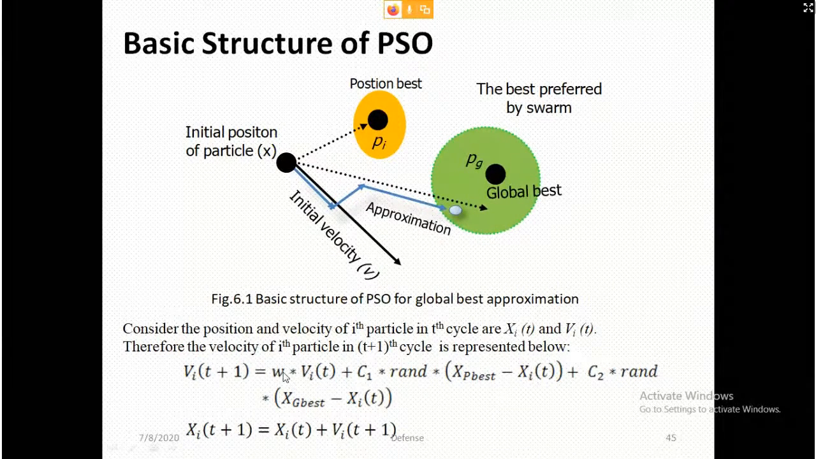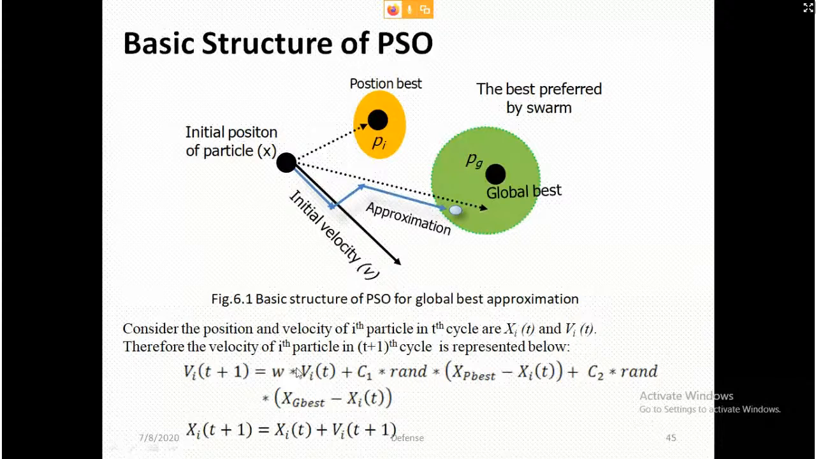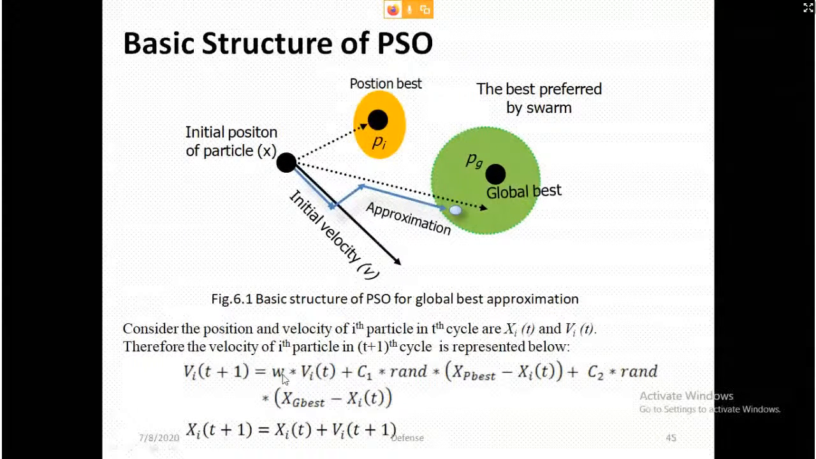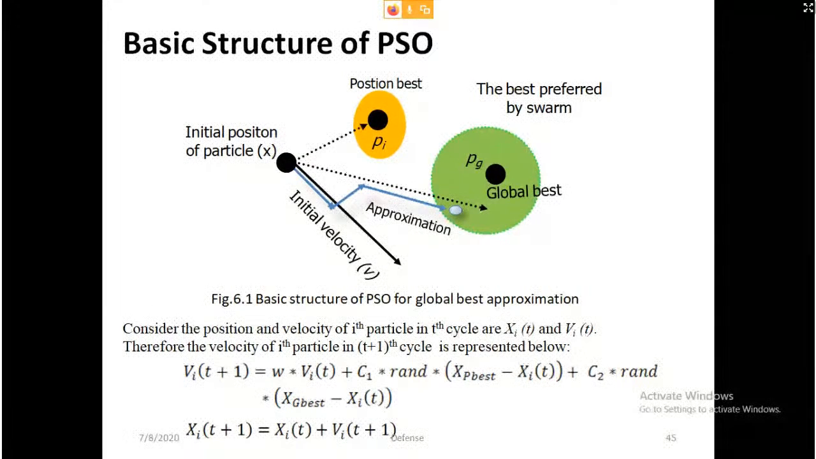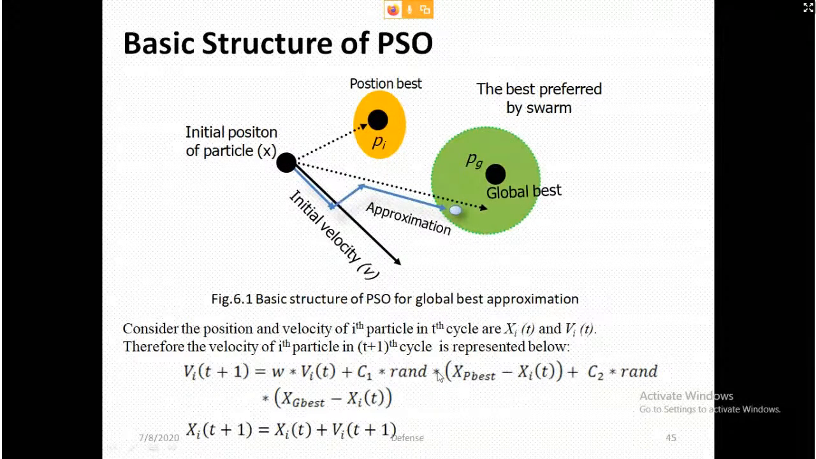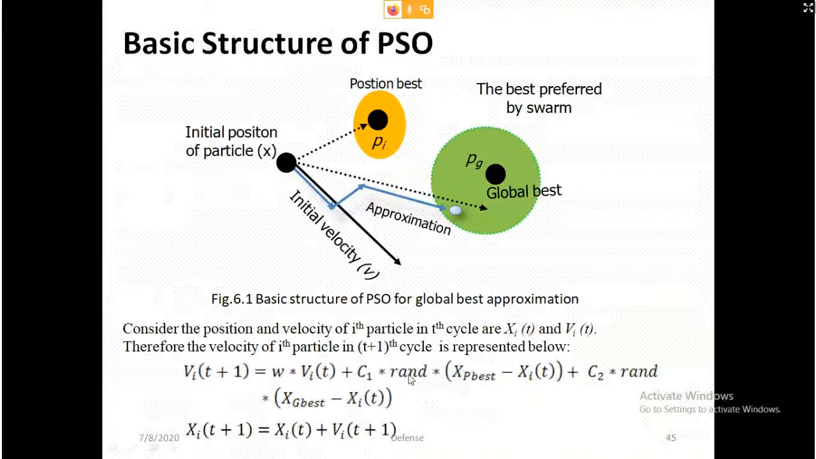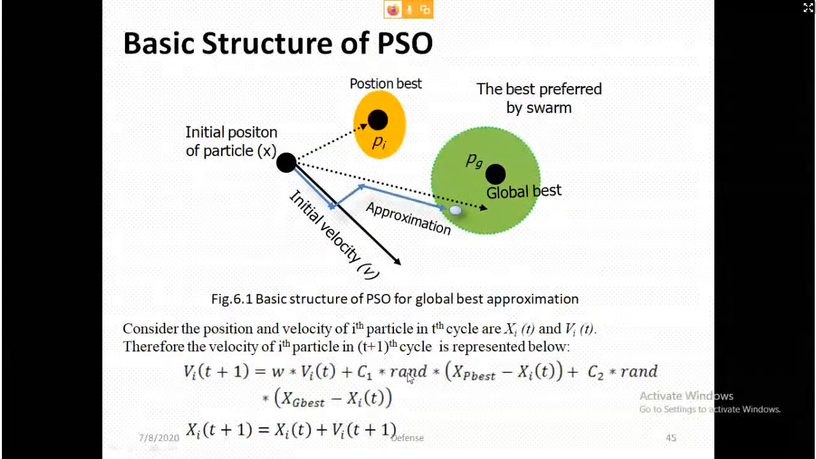The weightage W may be given as 1, or between 0 and 1, but it should not be 0. Here C1 and C2 are the cognitive parameters. Cognitive parameters means, to avoid the collision, some kind of intelligence should be there. So C1 and C2 are cognitive parameters. Of course, we can say these are also the social parameters, C1 and C2, and these are random parameters, which may or may not be considered.